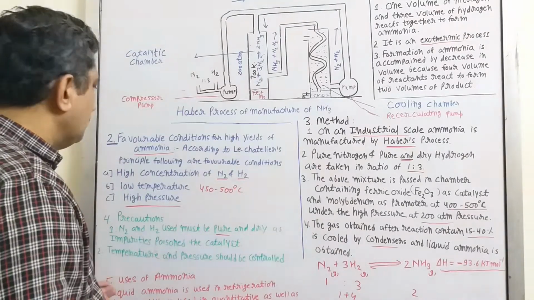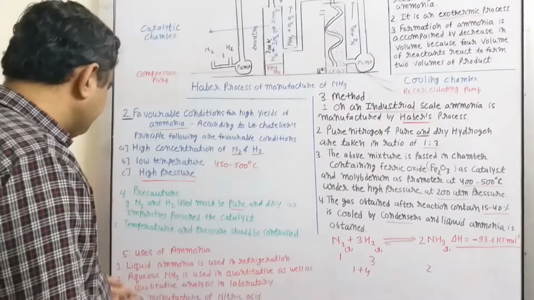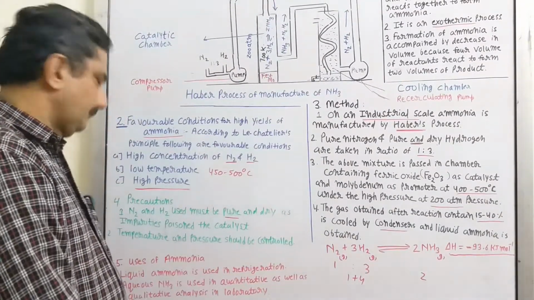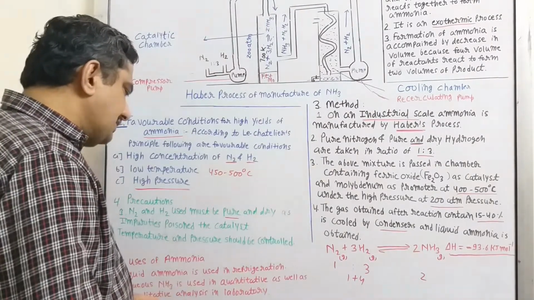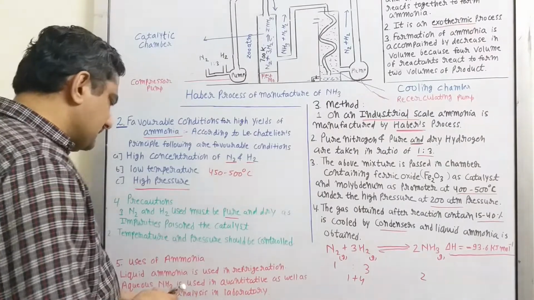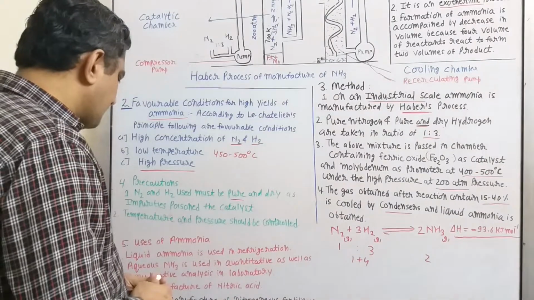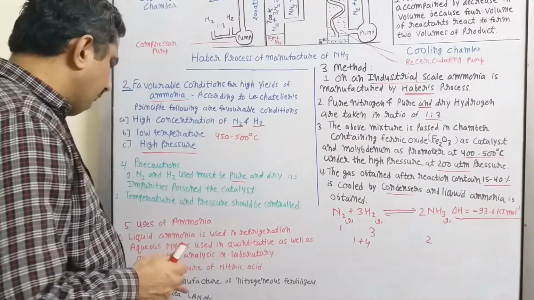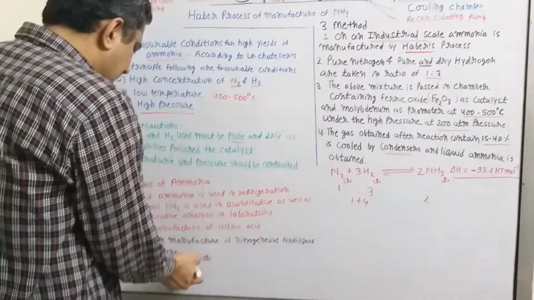Now, number 5, uses of ammonia. Number 1, liquid ammonia is used in refrigeration. Number 2, aqueous ammonia is used in quantitative as well as qualitative analysis in the laboratory, as a laboratory reagent. Third, in the manufacture of nitric acid. And fourth, an important one, in the manufacture of nitrogenous fertilizers like urea and calcium ammonium nitrate, CAN, etc.